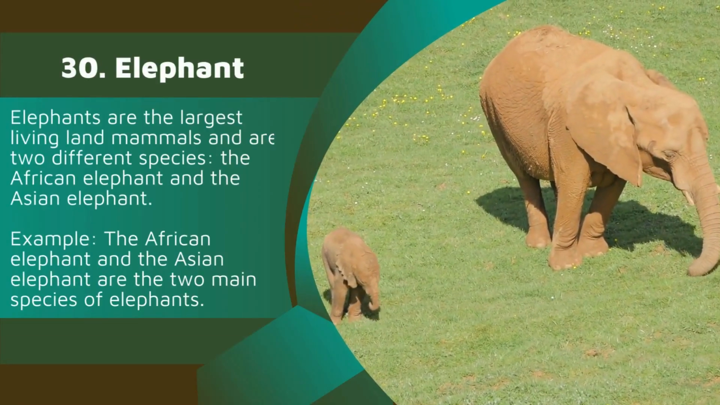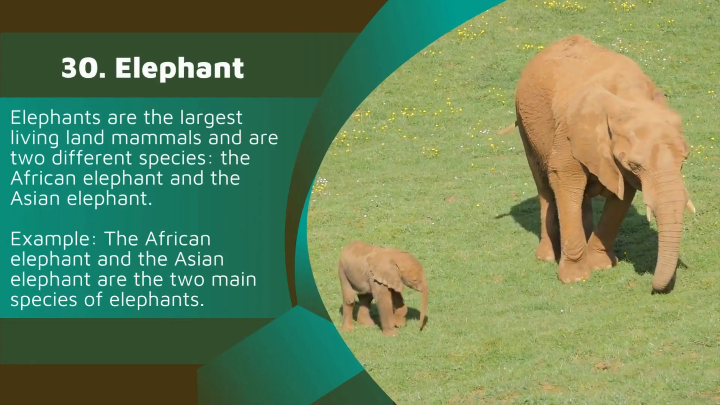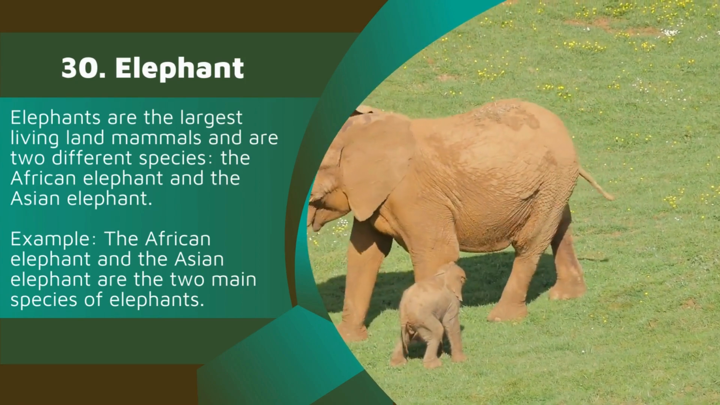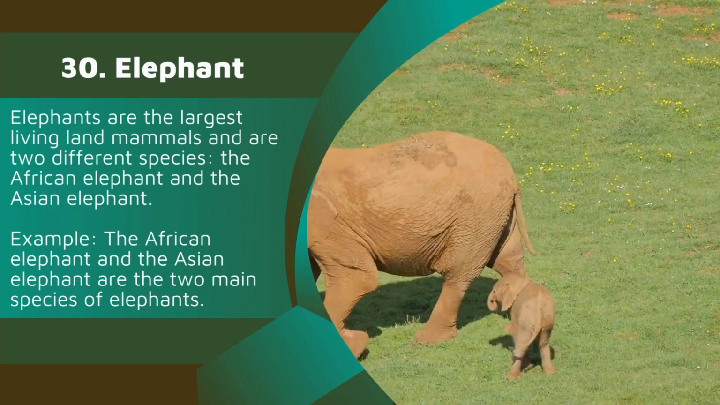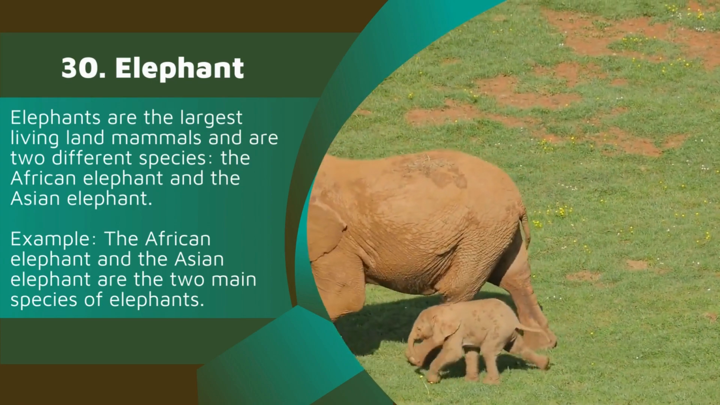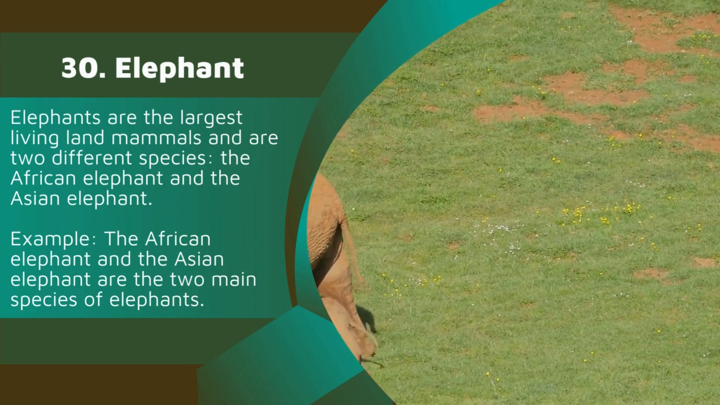30. Elephant. Elephants are the largest living land mammals and are two different species, the African elephant and the Asian elephant. Example, the African elephant and the Asian elephant are the two main species of elephants.